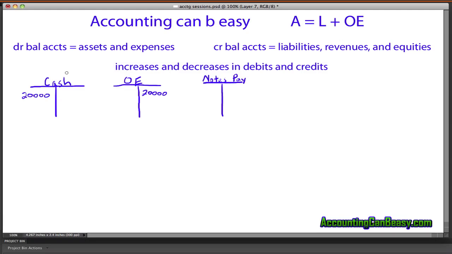Let's use cash again as an example. Let's say that we already have $20,000 from our initial investment. As you can see, $20,000 a debit in cash, $20,000 a credit in owner's equity. But let's say we need to borrow $7,000 for business operations. Everything gets approved, so we have to record it in our entry after we get the check. We're going to show that we have an additional amount of cash of $7,000, and we also have now a note payable of $7,000.